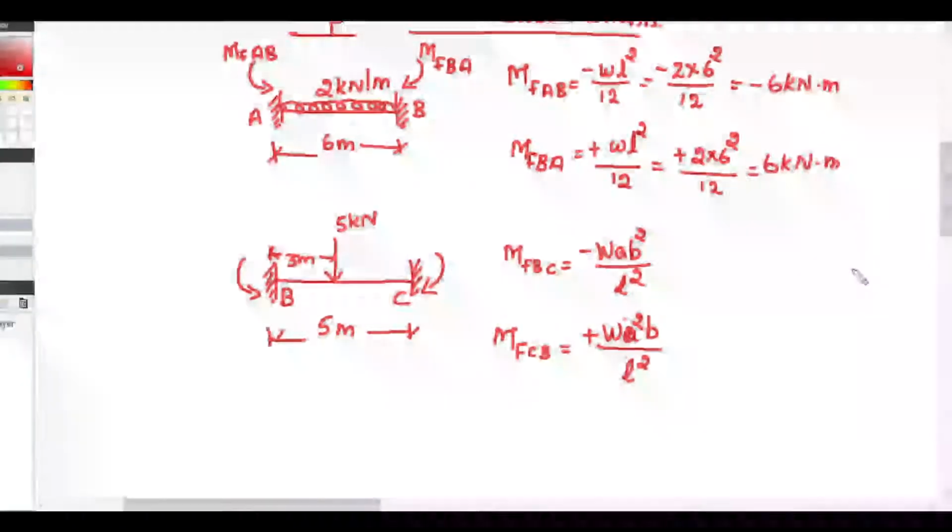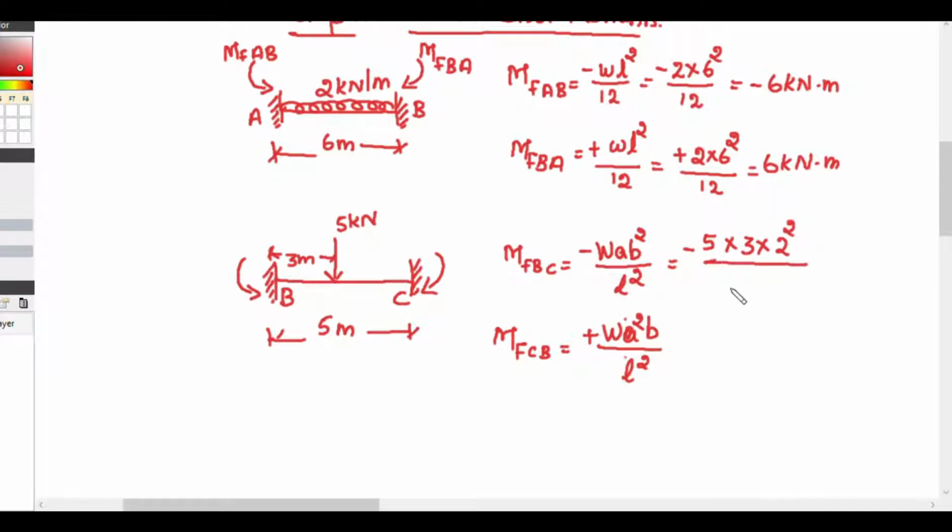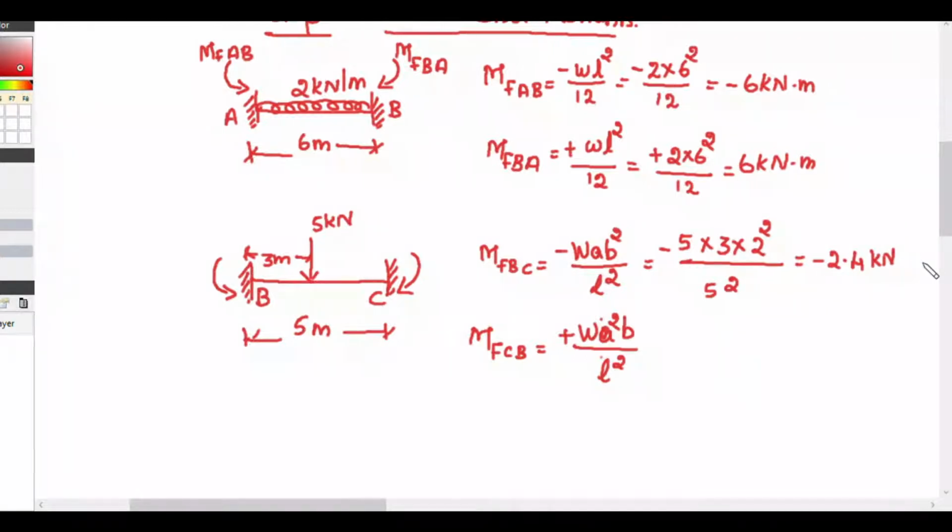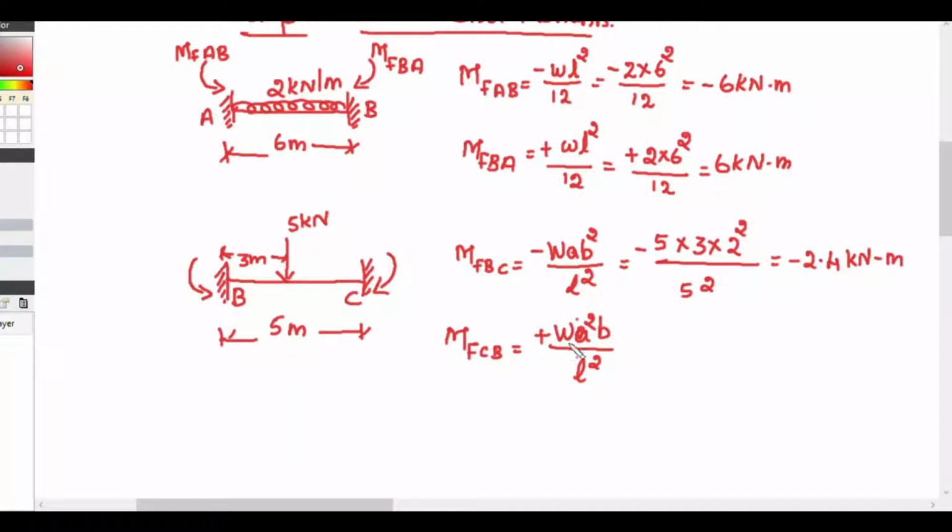So what we get is, that is equal to minus, our load is 5 kilonewton. So 5 into A is 3. Therefore B is 2. 2 square divided by 5 square. So MFBC will be equal to minus 2.4 kilonewton meter. Similarly, MFCB will be equal to plus 5 into A square, A is 3, so 3 square into 2 divided by 5 square. So we get MFCB as 3.6 kilonewton meter. Okay.